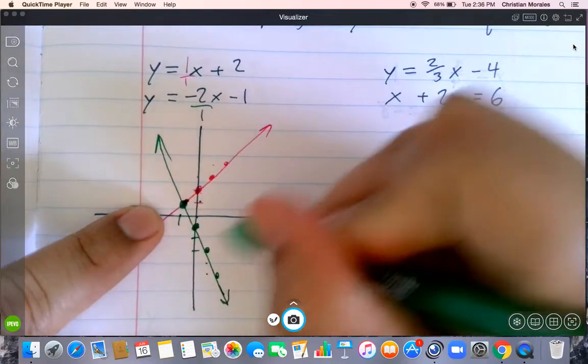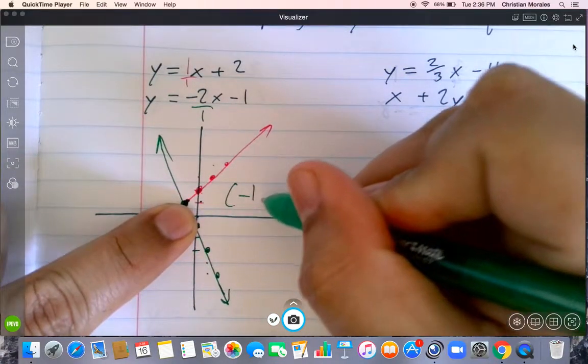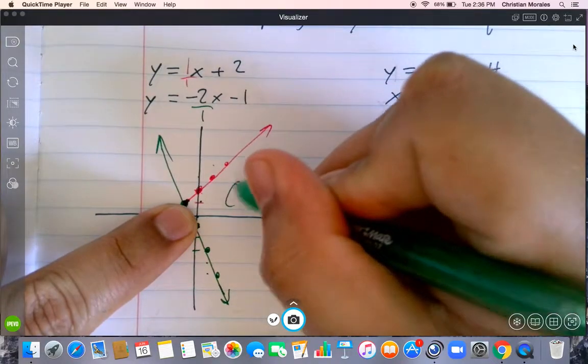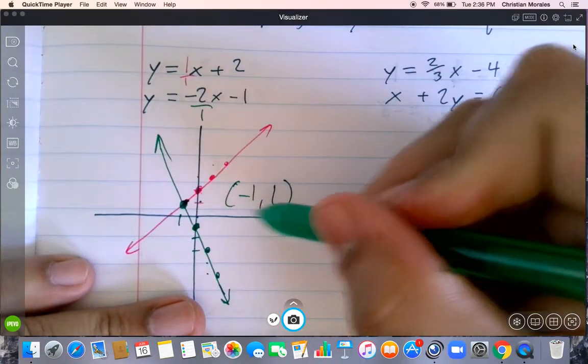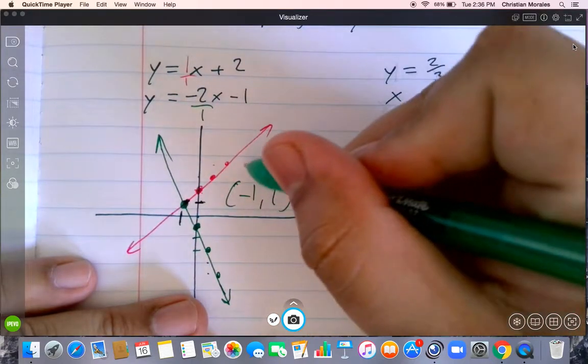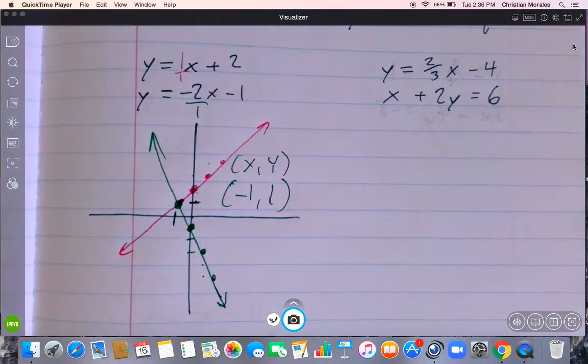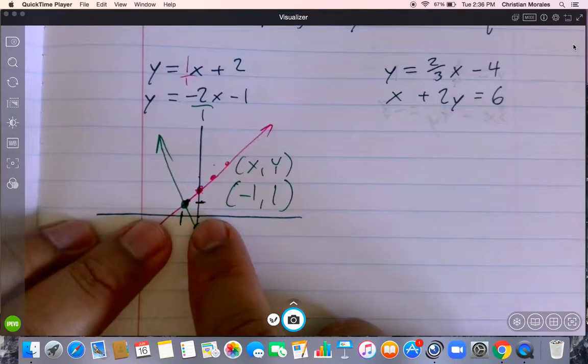And the way you write that is as a coordinate. So this coordinate would be at negative 1, positive 1. So there's two numbers you're asking about. You're asking about the number for x and the number for y. So your answer should be as a coordinate, x and y, like that. Okay? And that's it.